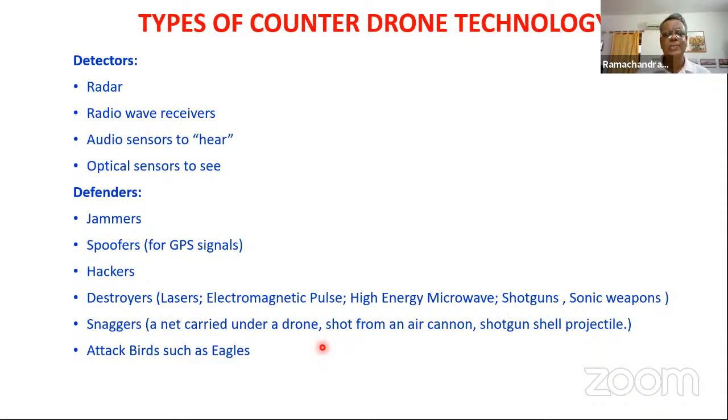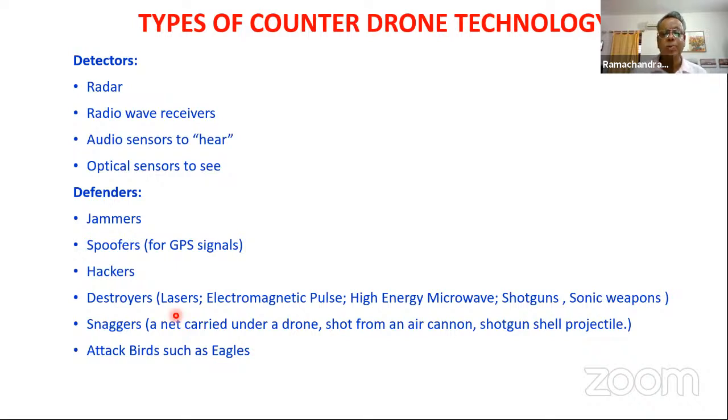You need powerful radars to detect such small drones, which have very low radar signatures and are very difficult to detect. But still you need to develop better ones every time, and have radars, radio wave receivers, audio sensors, and optical sensors to detect them, to identify them, and then to defend yourself, to defend your assets. You've got to have jammers, spoofers, like I was telling earlier, hackers, and destroyers. We'll come to that a little later.